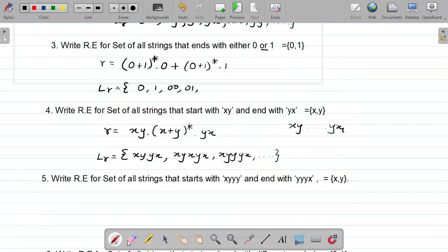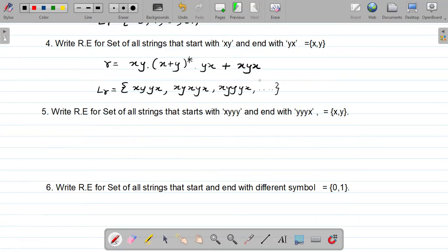But there is a catch here. What is the catch? Starting with xy and ending with yx, there is a string which does not get covered, so you will have to include it. Xyx is a string starting with xy and ending with yx. So this case is not getting covered. When an overlapping happens, you have to cover this as well. So you have to be careful with these types of problems.